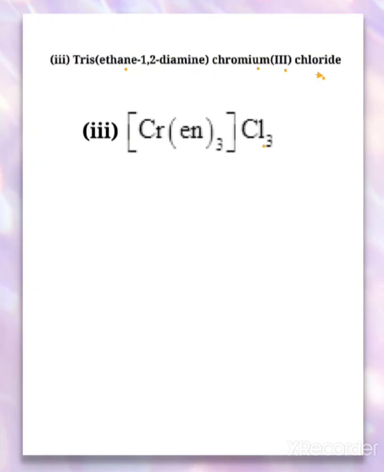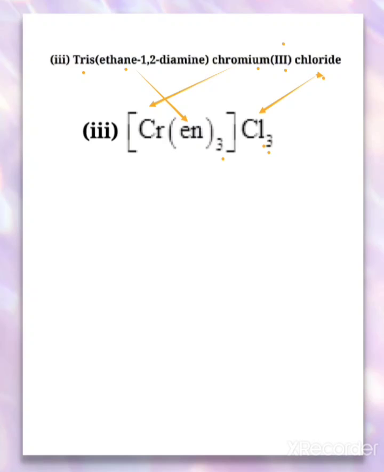Which one is the central metal ion? That is chromium, so we write the symbol for chromium, Cr. The oxidation state is given, so we will use that. And here en, that is ethylene diamine, in short, ethane-1,2-diamine, which can also be called ethylenediamine. Instead of writing the whole formula, we write en in short. And the word tris is used, which means 3 times. So we keep en 3 times, and then it ends with the counter ion chloride.